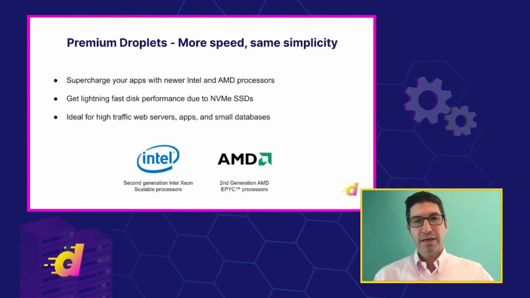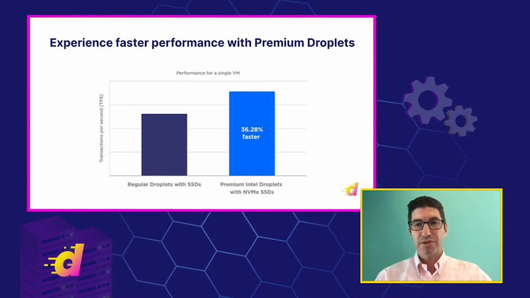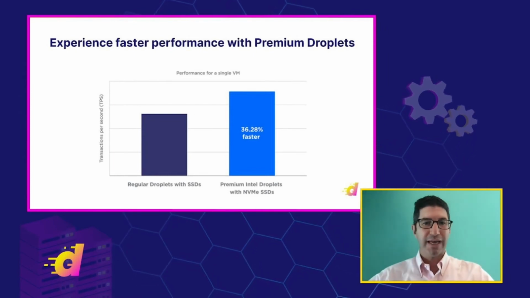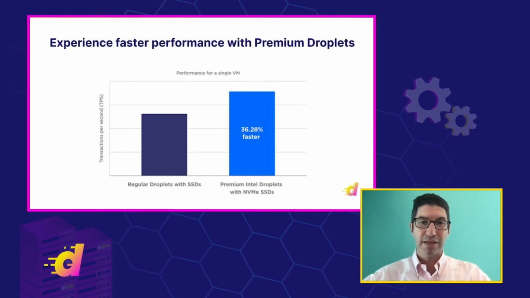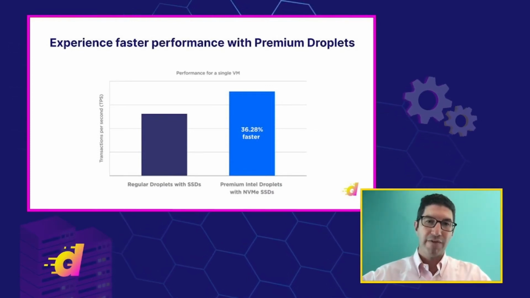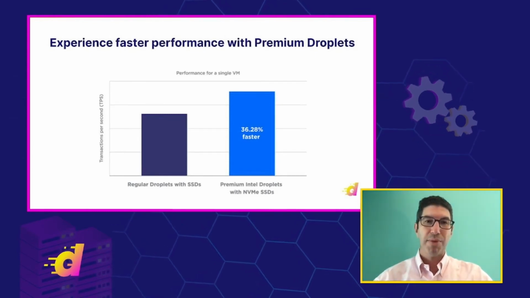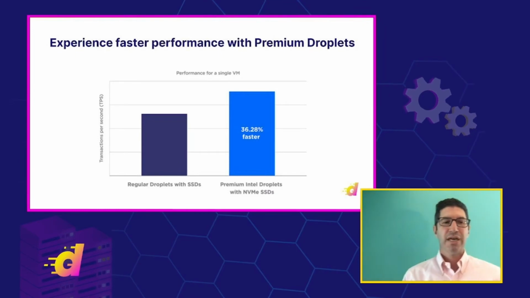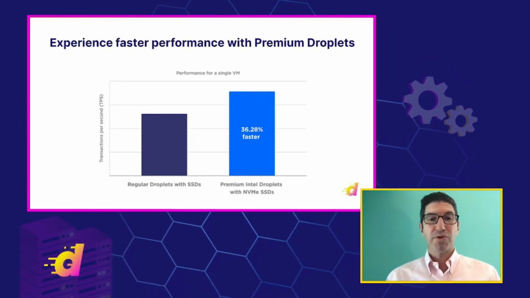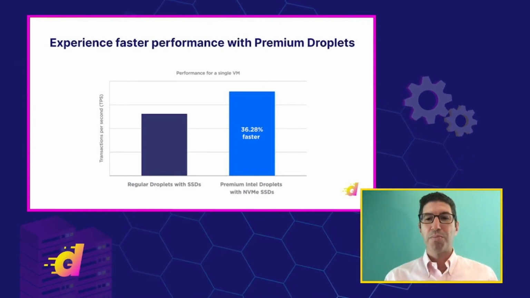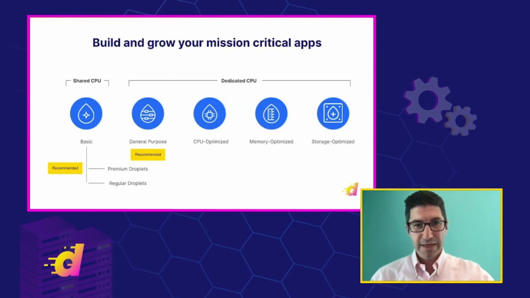In fact, we've benchmarked our Premium Droplets using TPC benchmarking, and we've seen a 36% plus increase in performance of our premium Intel Droplets with NVMe SSD as compared to our regular Droplets. So it really makes a ton of sense to choose Premium Droplets as a starting point when you're building out basic infrastructure.